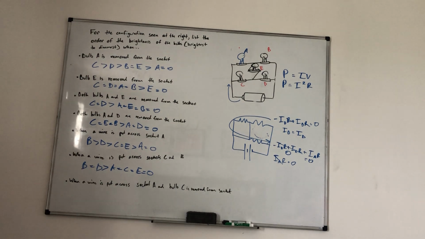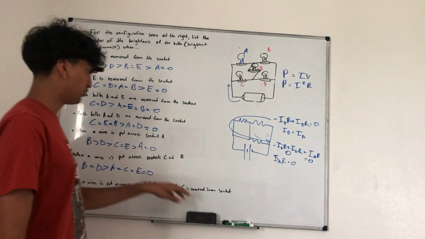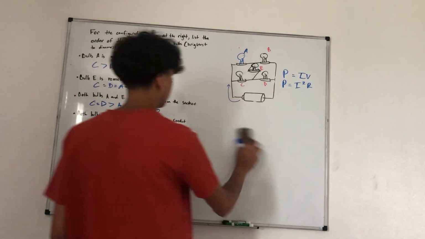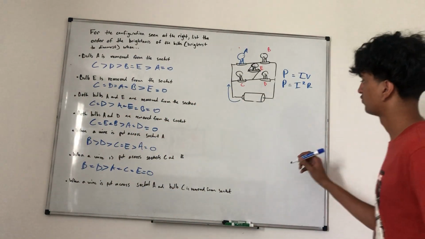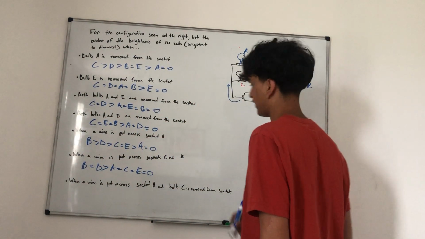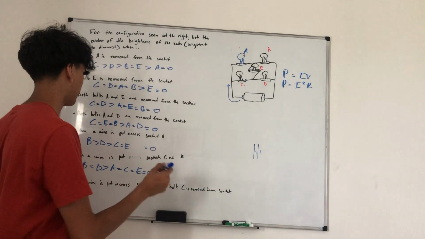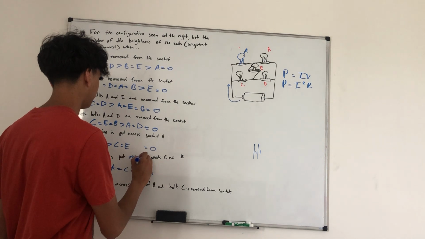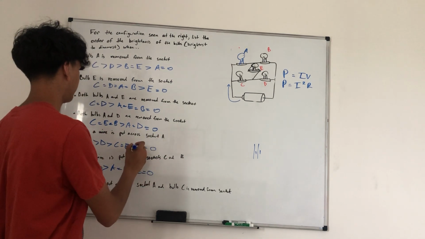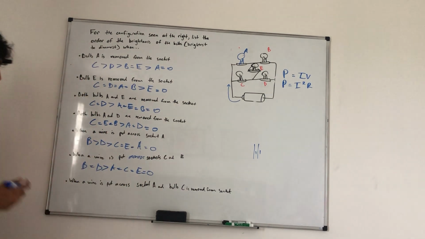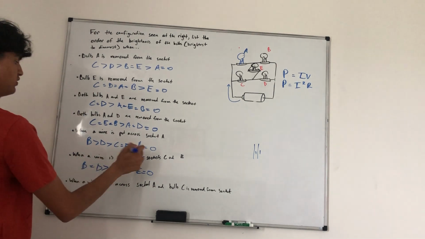All right. So now, when a wire is put across socket A and bulb C is removed from the socket. So really, let me erase this and get a fresh start. I know this video is getting long, but it might be helpful because the answer I got had no explanation, so that's why. Okay, so this is greater than, oops.